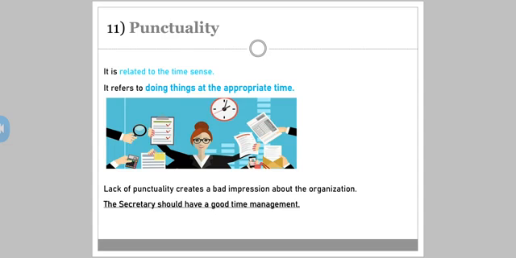Now this quality the secretary should possess: what work is to be done and when it is to be done. See, lack of punctuality creates a bad impression about the organization. When the work isn't done on time, this will create a very bad impression of the organization on others. The secretary should have good time management. The moment one says punctuality, time management comes. The moment you manage your time properly, you will be punctual. That means you are going to complete your things on time. So being punctual is again a very important quality a secretary should possess.